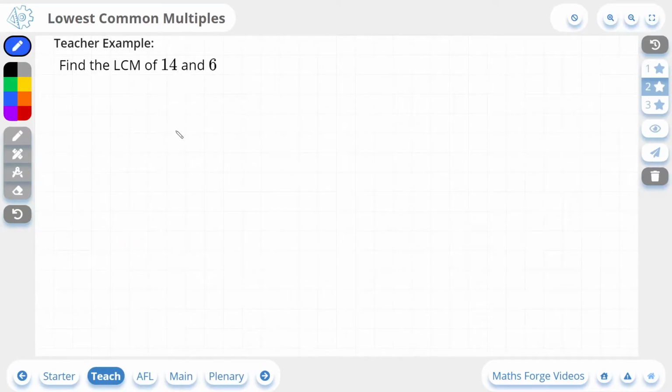Let's do a 2-star example. For the 2-star example, I'm going to use prime factor trees to break down 14 and 6 into their prime factors. And then I'm going to use a Venn diagram to collect those factors. If you don't know how to break down numbers using prime factor trees, check out the lesson on prime factorization. So I'll start with 14, and I'm going to break this down into 2.